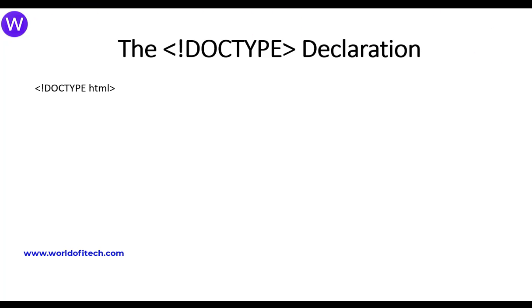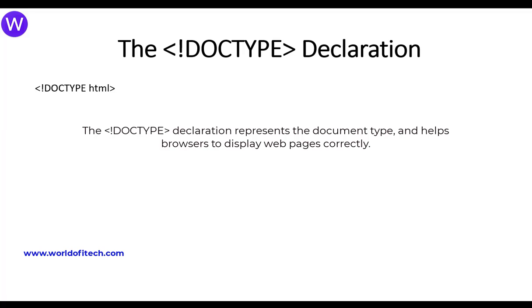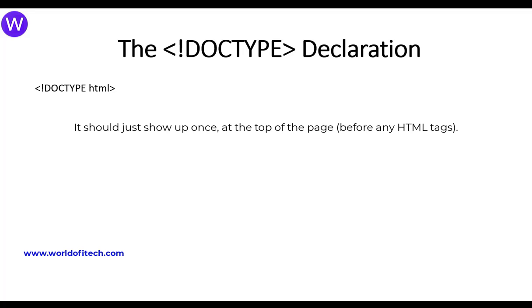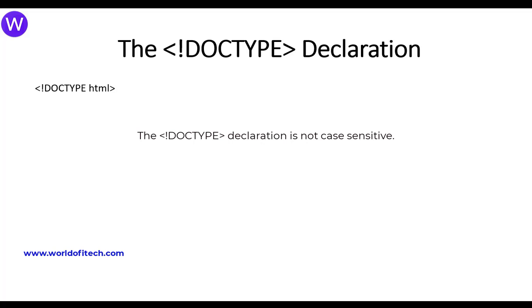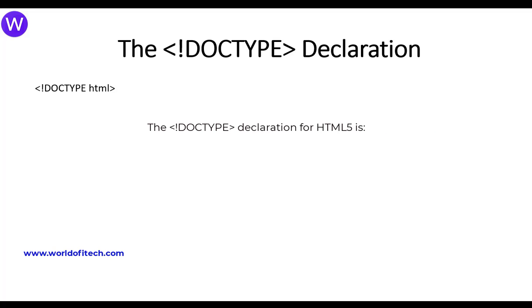The doctype declaration. The doctype declaration represents the document type and helps browsers to display web pages correctly. It should just show up once at the top of the page before any HTML tags. The doctype declaration is not case sensitive. The doctype declaration for HTML5 is doctype HTML.